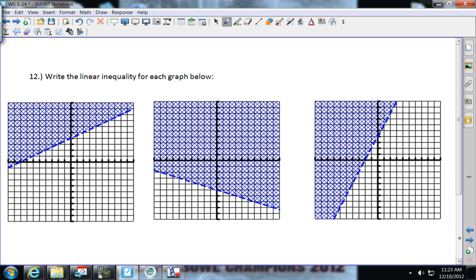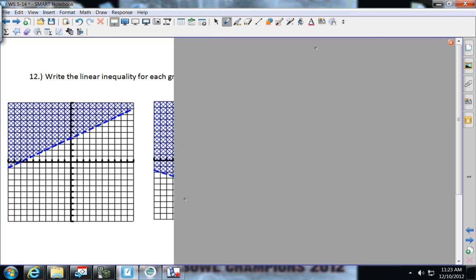Number 12. It asks you to write the inequality for these. Well, let's look just at this first one.